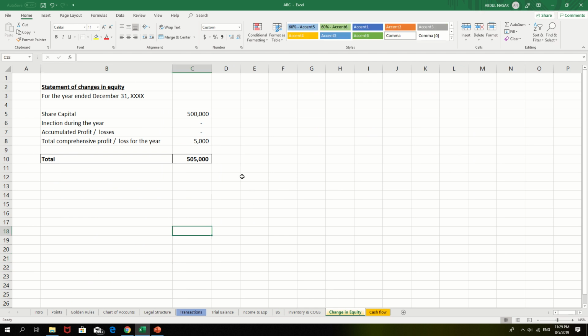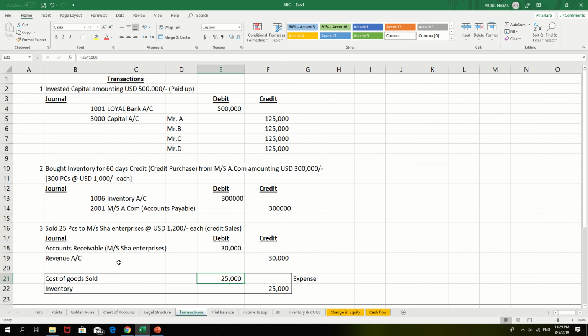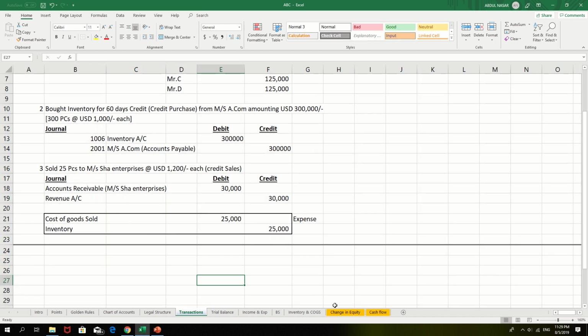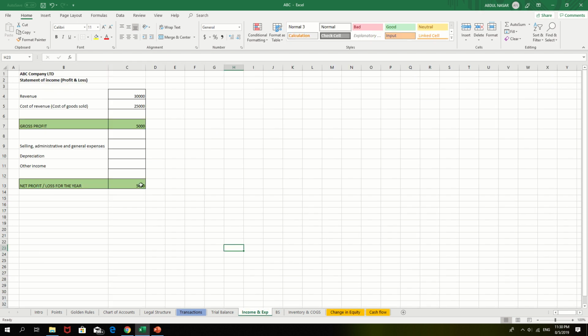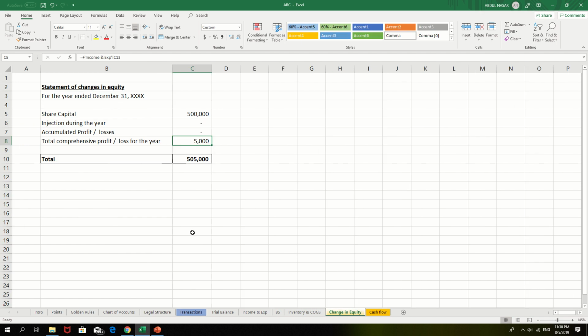Okay, now after these three entries, we have entered only these three entries, right? So let us see how the changes in equity are affected. The share capital brought in by four partners at 125k each is 500,000, the first initial share capital, and then no further injections during the year. Accumulated loss: because we are just a startup, there are no accumulated losses in previous years. Total profit for the year is 5,000, which you can see in the income and expenses, 5,000 net profit. We haven't paid any salaries, nothing paid yet. We will be booking all those entries in the coming videos. So this is how our statement of changes in equity is.